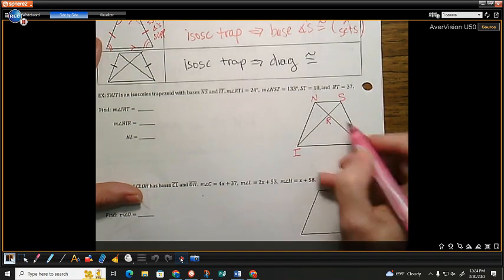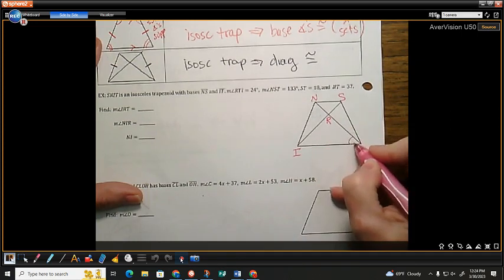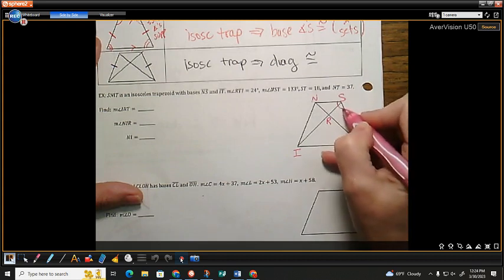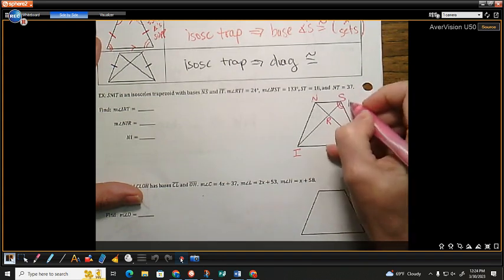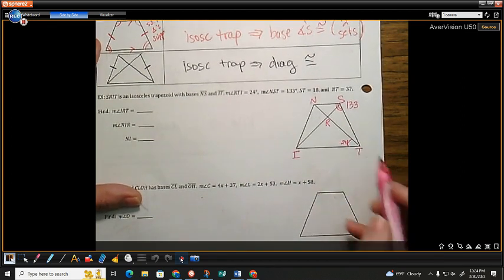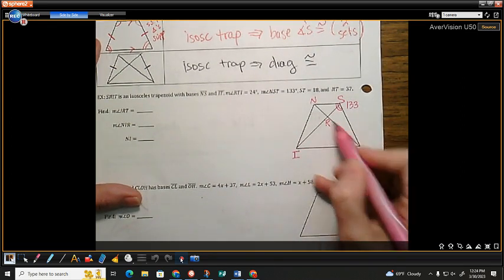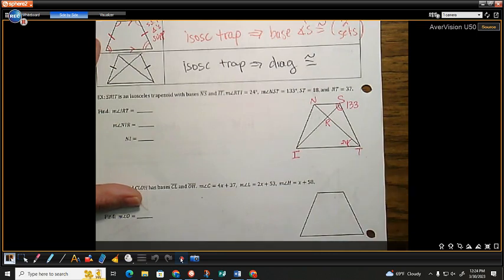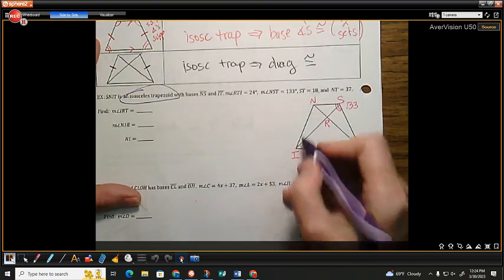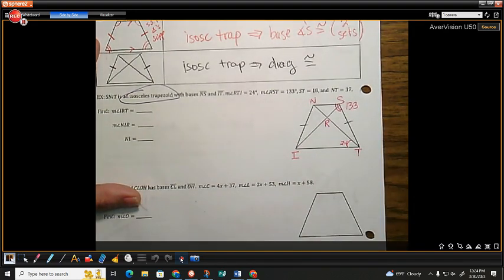The measure of angle RTI here is 24. The measure of angle NST, this big one here, is going to be 133. How am I going to figure out IRT if it's an isosceles trapezoid?